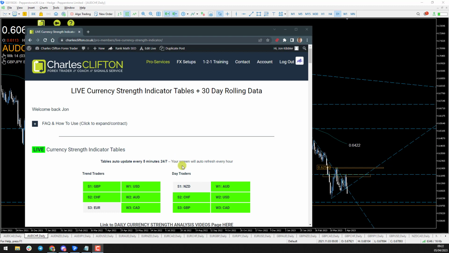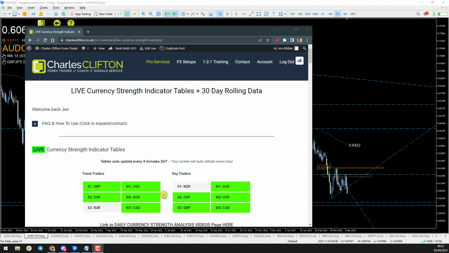Here you can see we have our tables in front of us. We have two types of tables: the trend traders table and the day traders table. These are the same studies but just highlighting different time frames. You can see some of the currencies are highlighted in green, meaning that the currencies are showing confluence between those time frames, and that's where we're focusing most of our attention in these videos.